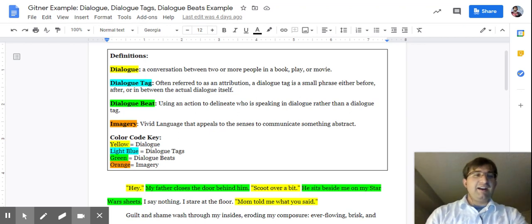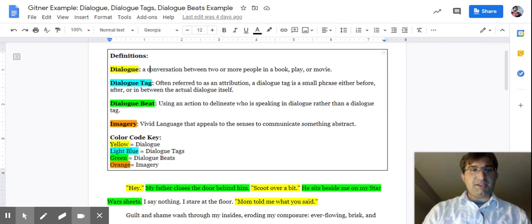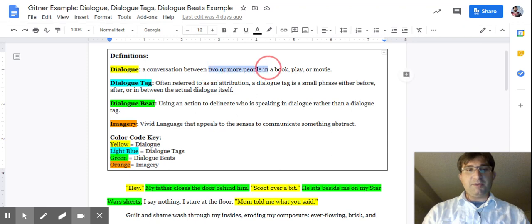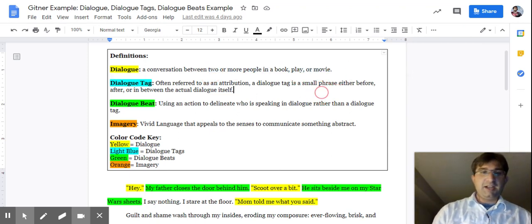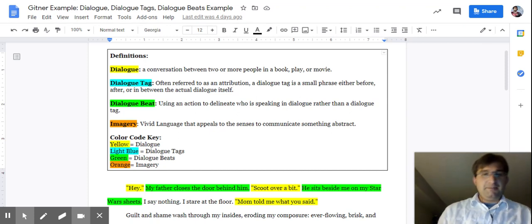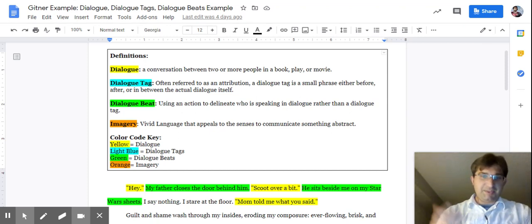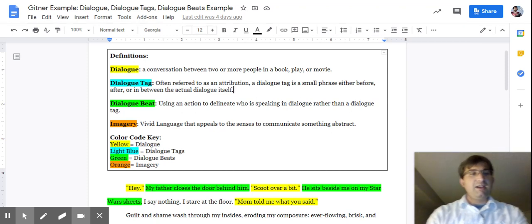Perfect. All right. So the first word is dialogue, and this is a word that you guys should probably know. Dialogue is just a conversation between two or more people in a book, play, or movie. Right? It's when two people talk to each other. Right now, we're not having a dialogue because you're not talking back. If you are, a little crazy. I can't hear you. Sorry. But hey, then we would be having a dialogue.